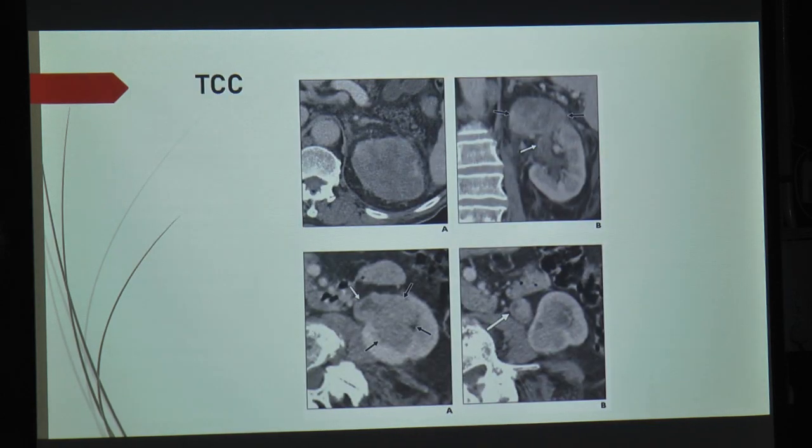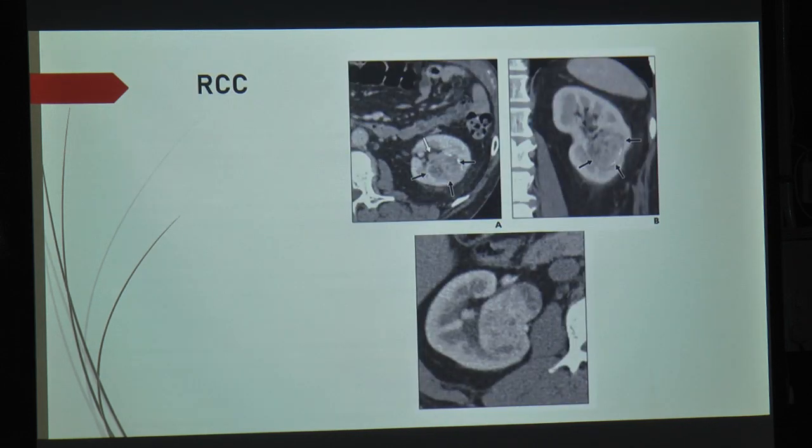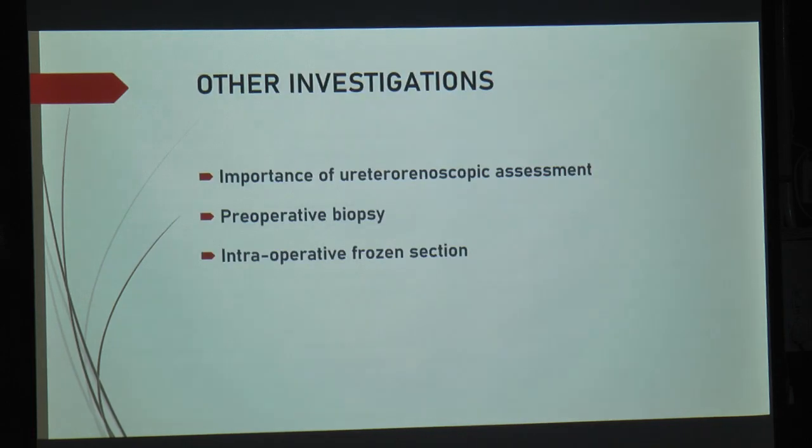These are a few of the images. As you can see, these are images of transitional cell carcinoma, homogeneous tumor, centrally located, not distorting the shape and invading towards the PUJ, as we can see in the lower images here. Same for RCC, the tumor centered in the renal parenchyma, and in the lower image we can see it is distorting the renal outline. And just to cover the entire thing, the importance of ureterorenoscopic assessment cannot be overexaggerated. If we have an extreme diagnostic dilemma, then we can go for this. A preoperative biopsy can be used if needed, and an intraoperative frozen section.